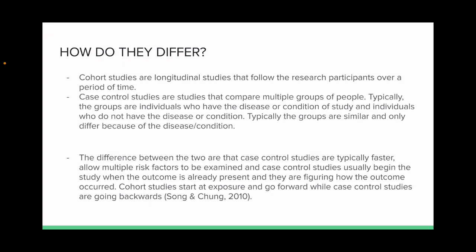So the difference between the two are that case control studies are typically faster and allow multiple risk factors to be examined, and case control studies usually begin when the outcome is already present and they're figuring out how the outcome occurred. So a good way to think about it is that cohort studies start at exposure and go forward, while case control studies go backwards.